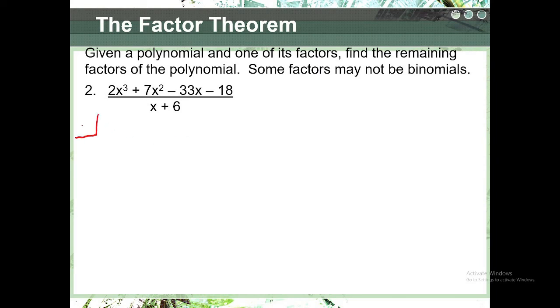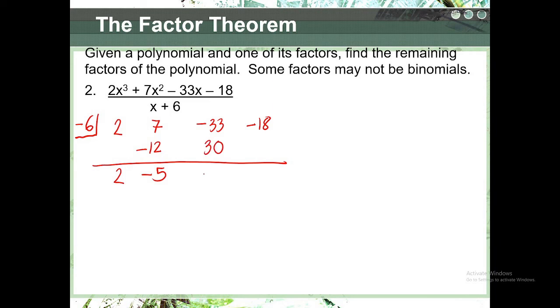So, using synthetic, it's negative 6 for a. First, 2. Second, we have 7. Negative 33. And negative 18. Let's do synthetic now. Bring down 2. Multiply negative 6 and 2. That's negative 12. Combining this is negative 5. Multiply that. That's 30. And combining this is negative 3. Multiply that. That's positive 18. And a remainder of 0. Therefore, this is already a factor.